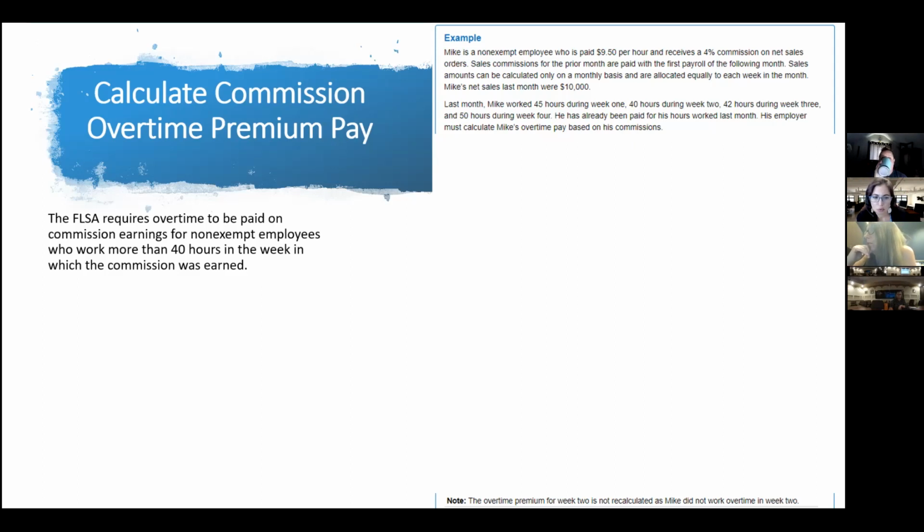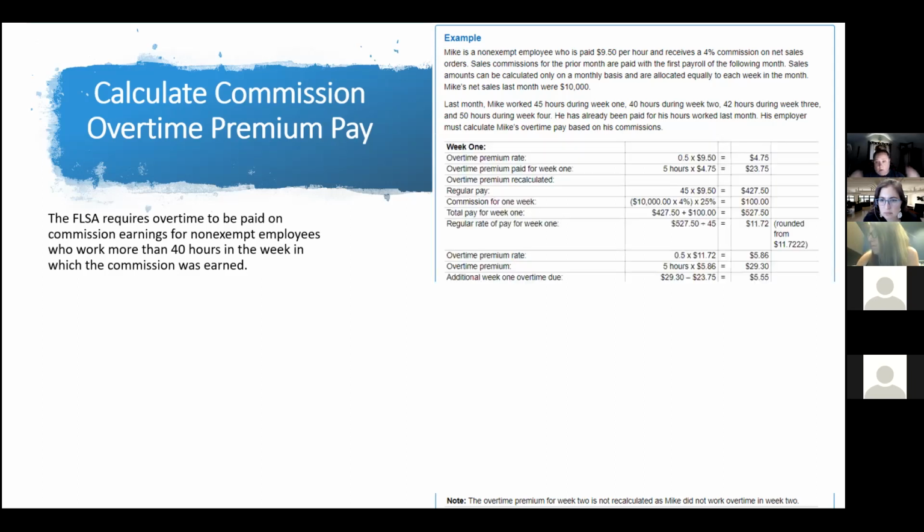First and fourth. First, I agree. He worked 45 hours. Fourth, he worked 50. I agree. About 42. Third. And third, 42. We also need the third week. We don't need to relook at week 2 though. He didn't work overtime. He only worked 40 hours. So week 2 we can ignore, but week 1, 3, and 4 we need to look at. So let's look at week 1.